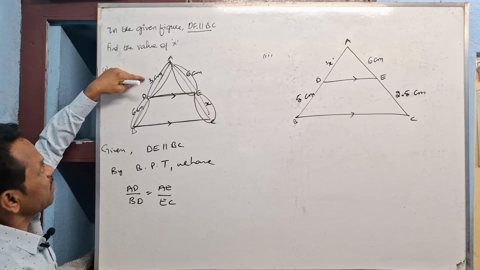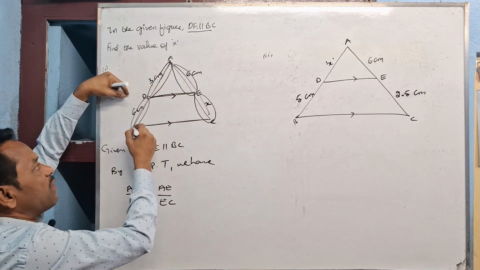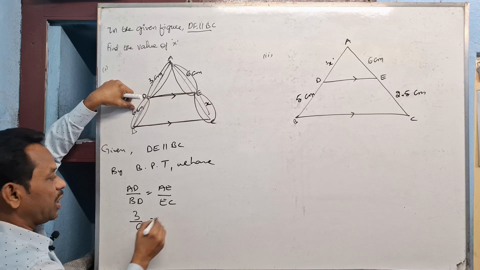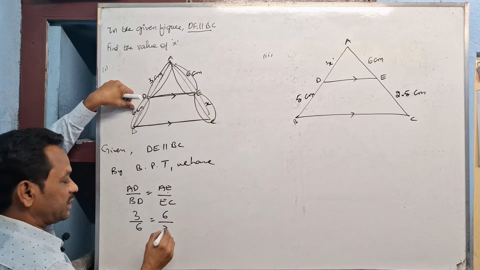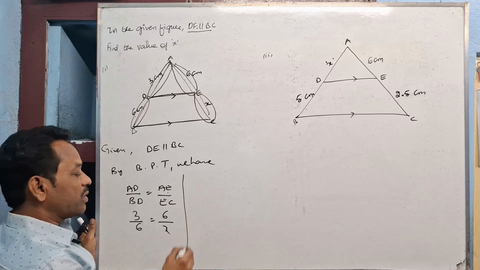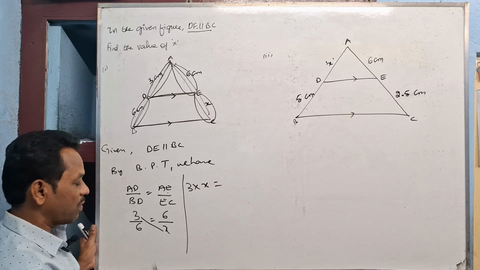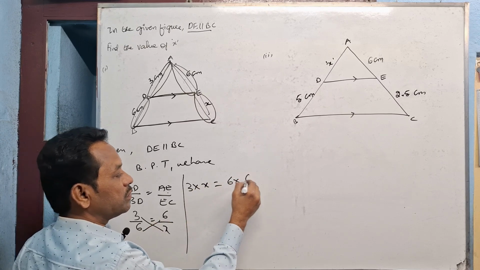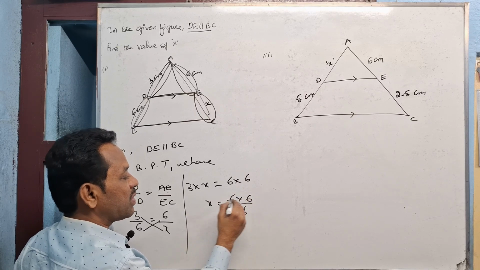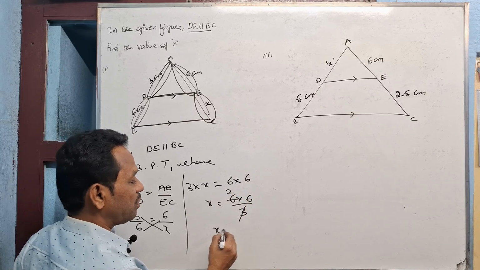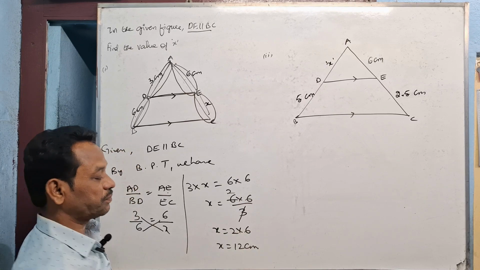Now let me put the values. Now we know the value of AD here, it is 3 centimeters, 3 by the value of BD is 6 centimeters equal to AE is 6 centimeters divided by X. Now let us go for cross multiplication. 3 into X equal to 6 into 6. Now X equal to 6 into 6 by 3. 3 ones are 3, 3 twos are 6. So here we have 2 into 6. So the value of X is 12 centimeters.